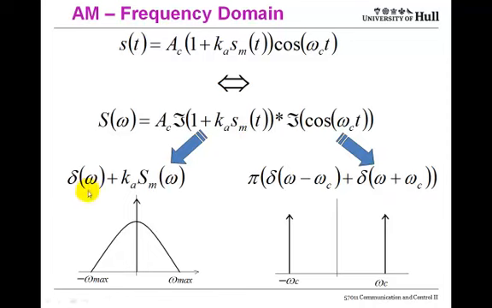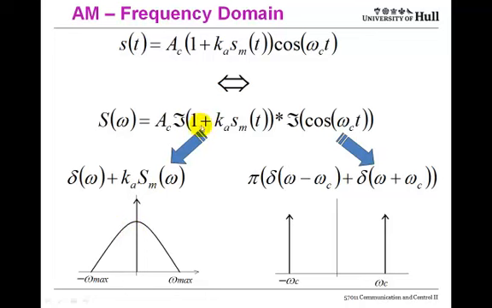Firstly, we look at the Fourier transform of the message signal. We have 1 plus a constant times our message signal. So the Fourier transform of 1 is just our delta function, which is our big spike, centered when our angular velocity is equal to 0. So this delta function is this arrow here, which represents a function that goes all the way up to infinity but has area 1.